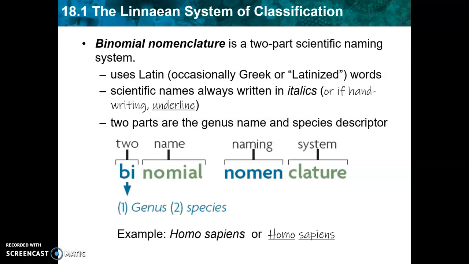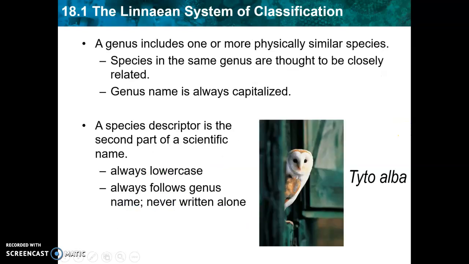And you can see it if you type it. It would be in italics. If we're handwriting it, you're going to underline the words. So the two words have very specific meanings. The first word meaning the genus.